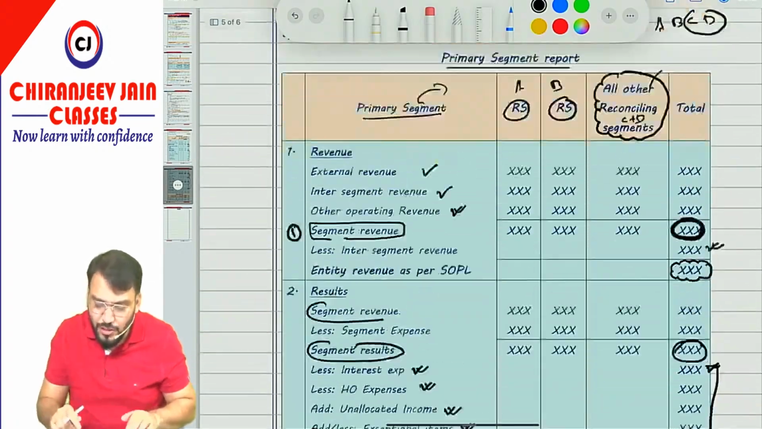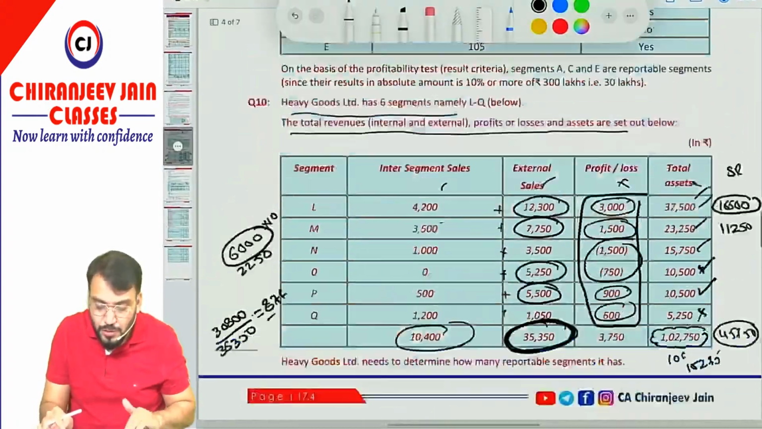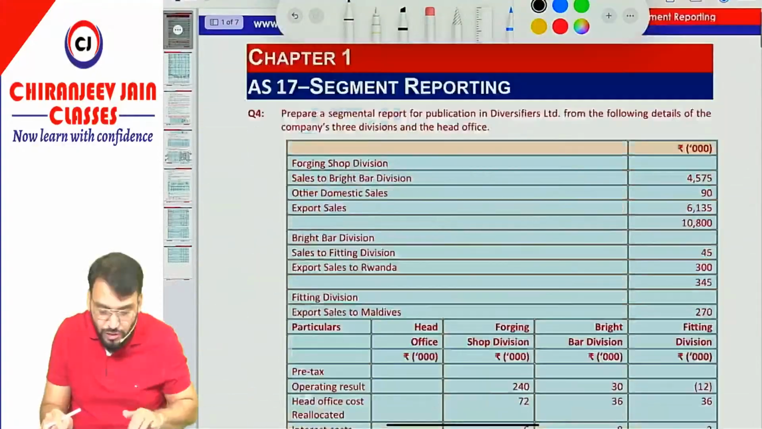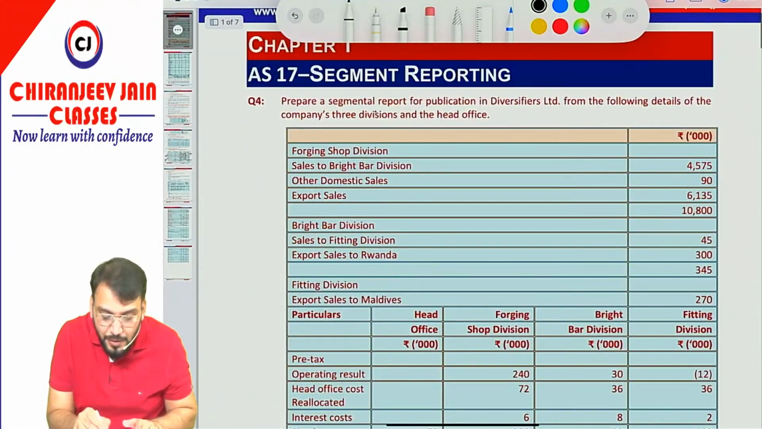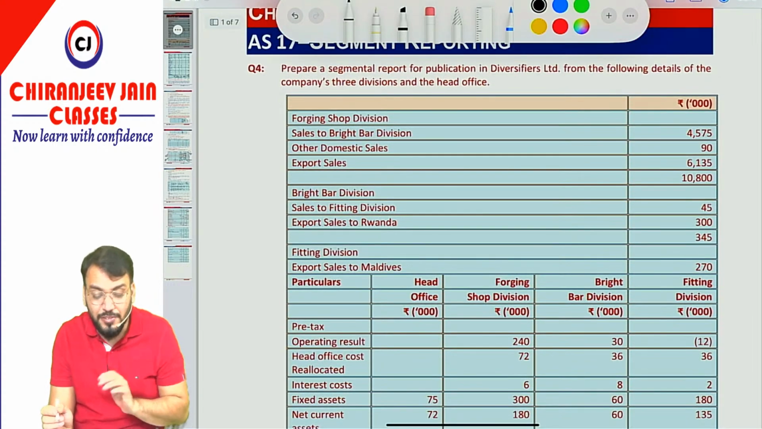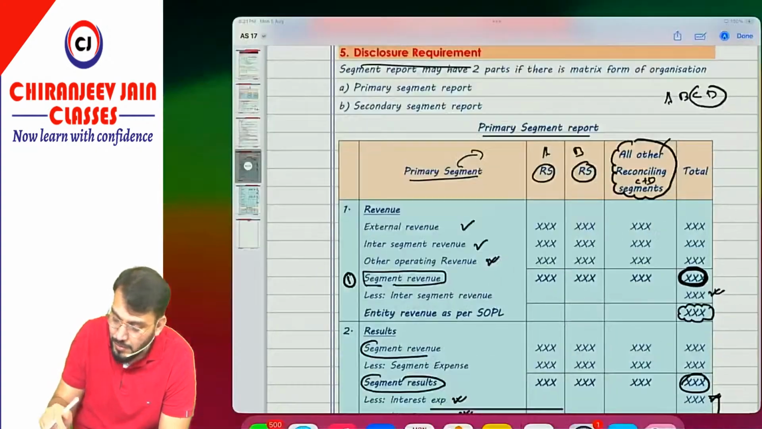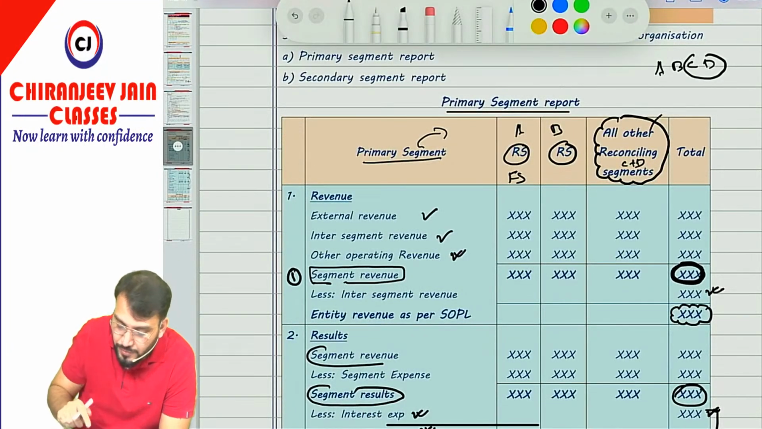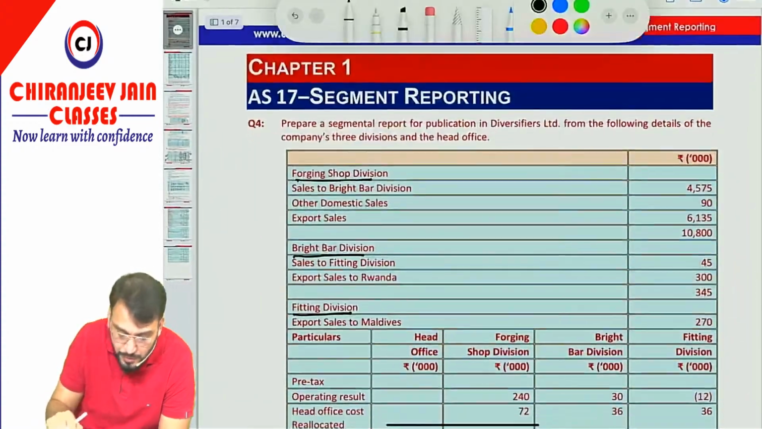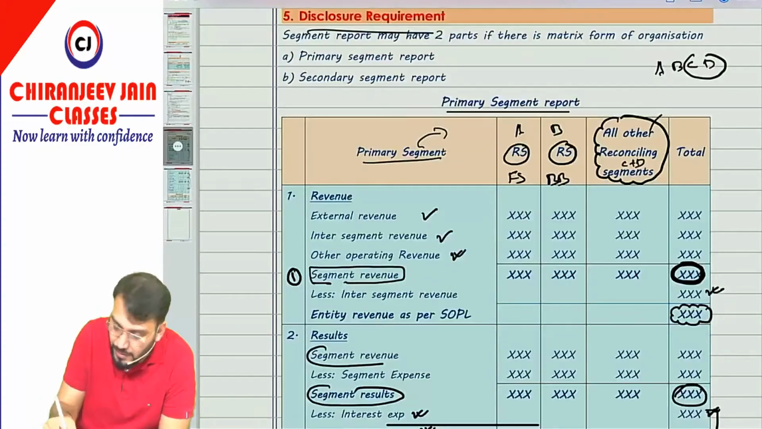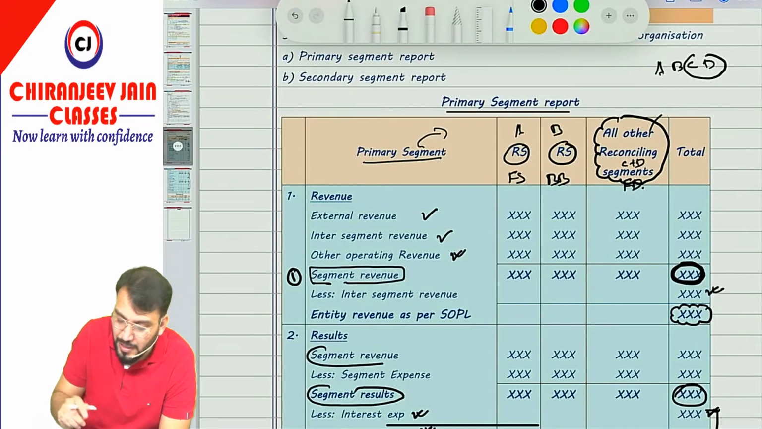Let me take one question and I will inform you how to report. Prepare a segment report for publication of Diversify Limited from the following details of the company: 3 divisions and head office. So they have 3 divisions: foreign shop division, bright bar division, and fitting division. So you can write down here, suppose this is foreign shop division, bright bar division, and fitting division, like this, and this becomes total.